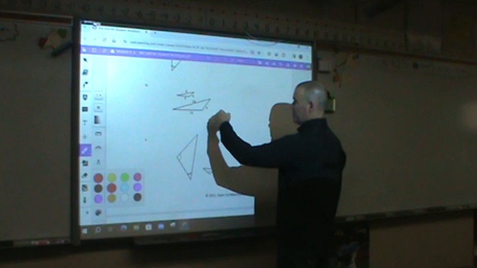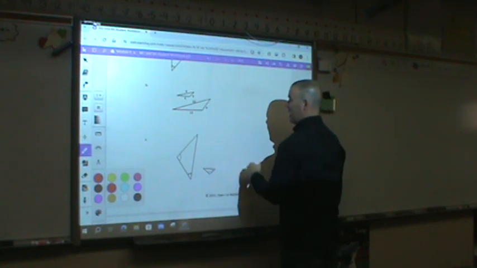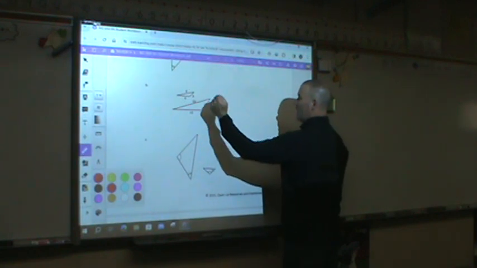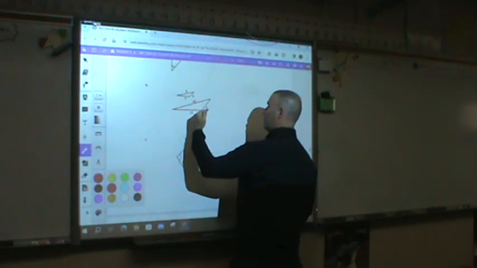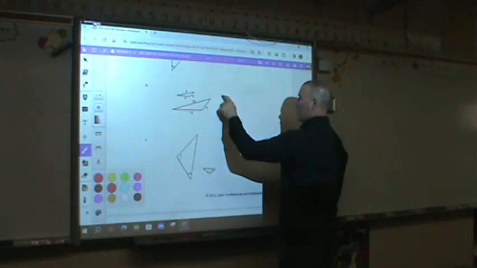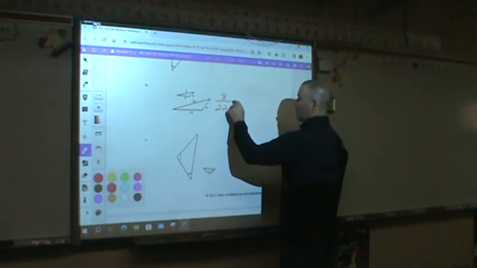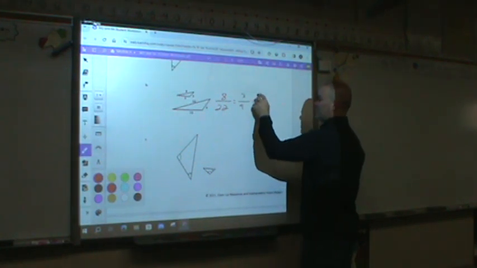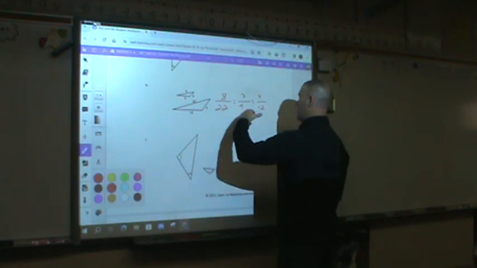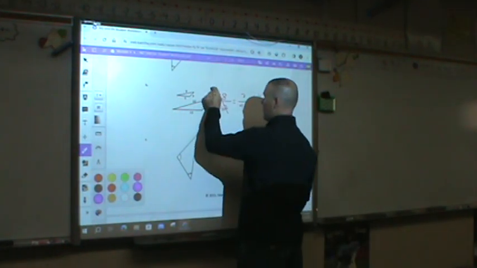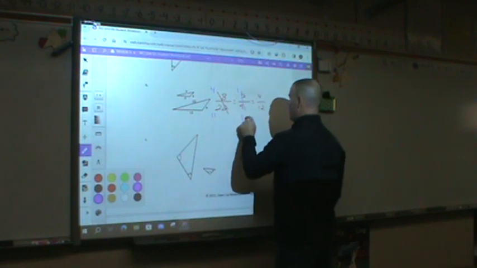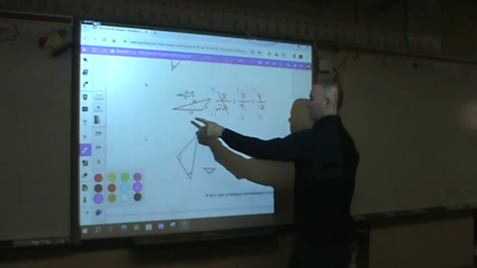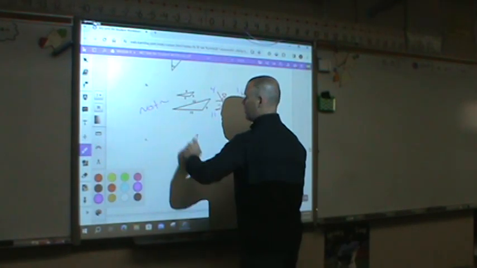Well, I don't see any angles, so I can't use angle-angle or angle-side-angle similarity, but I can use side-side-side. But the problem is I have to compare corresponding sides. I don't care if you go big to small or small to big, make that comparison the same. And in class we went 8 over 22 is the same as 3 over 9, which is the same as 4 over 12. And if we start reducing all this, we get 4 over 11, we get 1 over 3, and we get 1 over 3. These are not all the same ratio, so these are not similar.